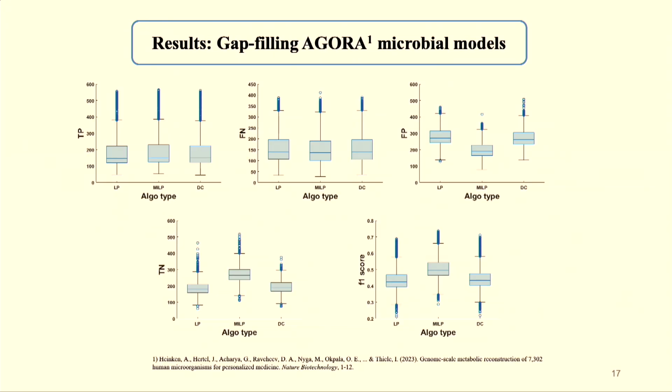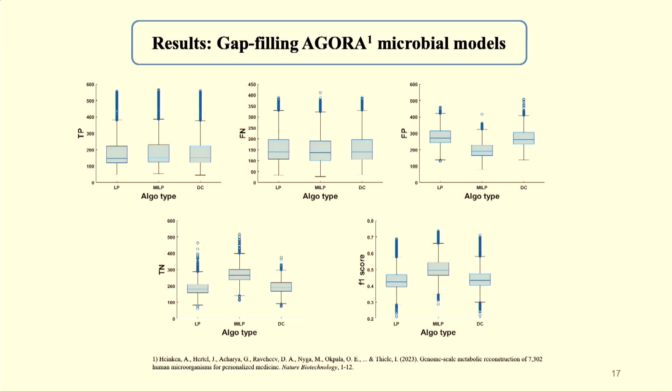Now, the next results are with respect to gap filling in AGORA models. Assuming that AGORA models are ideal models. AGORA is a reconstruction which has around 7,000 microbial metabolic models, and these are semi-manually curated. So we are assuming that these are ideal models, and we manually remove some 30% of reactions and see how many reactions SprintGapFiller is able to recover from the database and add into the final microbial models.